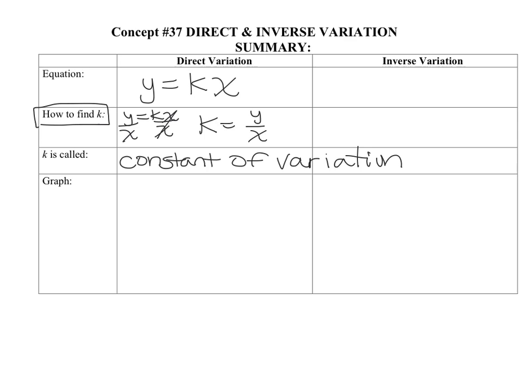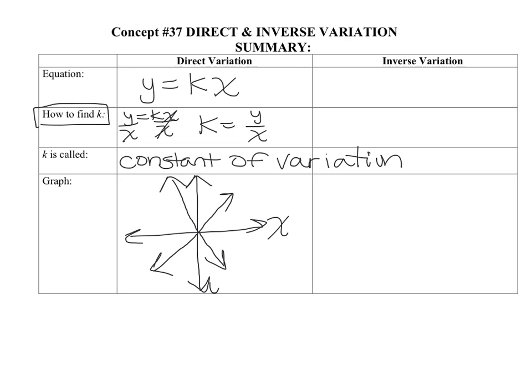For a graph, example of a graph, it has to be straight, and what does it have to go through? The origin. So we have to have a straight line going through the origin, just like that. Does it have to have a positive slope? No, it can have a negative slope. It could go down like this. As long as you have a straight line going through the origin, then it is considered a direct variation, okay?